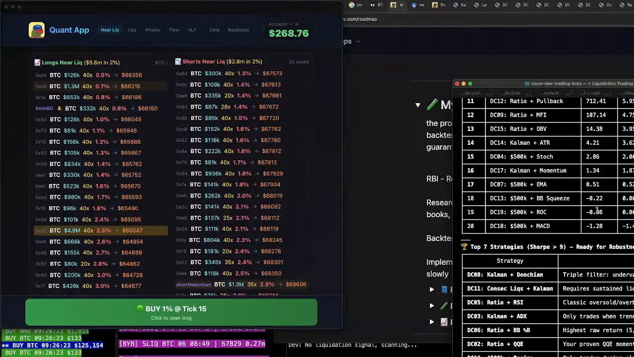I'm in awe here, dude. I'm in awe. Kalman filter combinations dominate. 4 out of 7 use the Kalman: DC08, DC11, DC03. How did I figure out what the Kalman filter is?